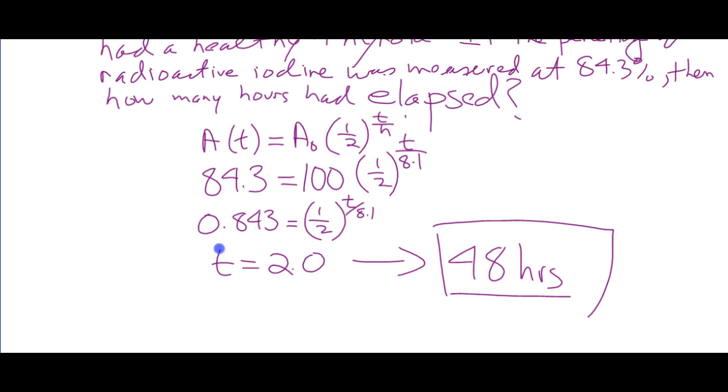Okay, so the patient missed. That was lousy weather, couldn't get in town, had to come the next day at whatever time. 48 hours had elapsed. 84.3% was measured. That works out to be a normal amount, the expected amount.